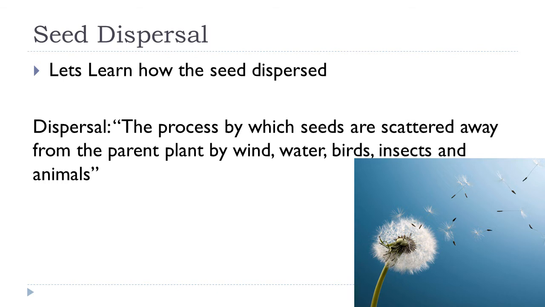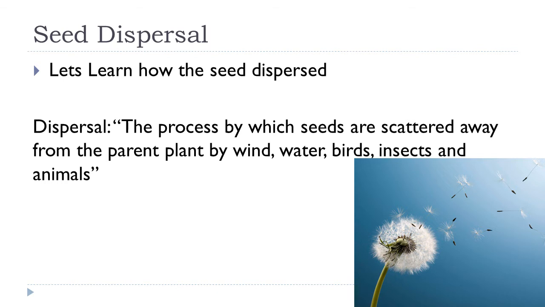Now we are going to learn about seed dispersal. First of all, what is dispersal? Plants cannot move on their own. So, nature and animals help the seeds to travel from one place to another. The process by which seeds are scattered away from the parent plant by wind, water, birds or insects is known as dispersal.